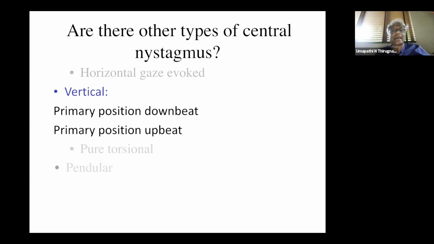Now, the next question is, are there other forms of central nystagmus? Well, the most important form of central nystagmus is the horizontal gaze-evoked or horizontal gaze-dependent nystagmus that we talked about.